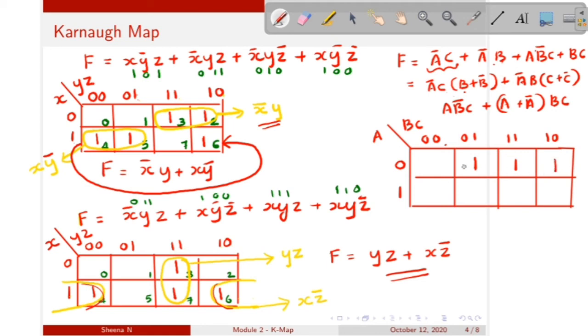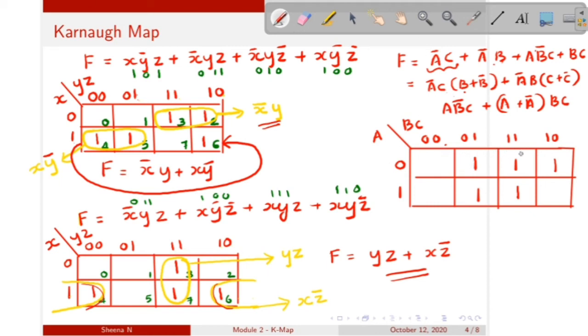Next one is a b bar c, 1 0 1. Next one is bc. For bc we take a plus a bar, so a b c, that is 1 1 1, then a bar b c, 0 1 1, which we already marked. Okay, so next we can pair them.